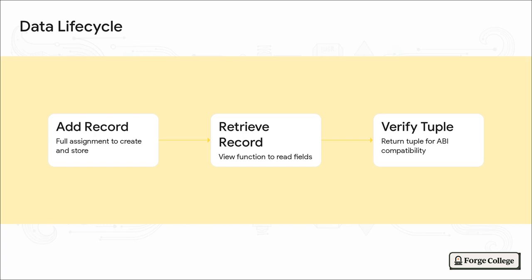See, we don't just return the raw struct directly. Instead, we return a tuple of its components. And we do this to ensure off-chain apps, like your dApp's front end, can easily read and parse our stored data using standard ABI compatibility.